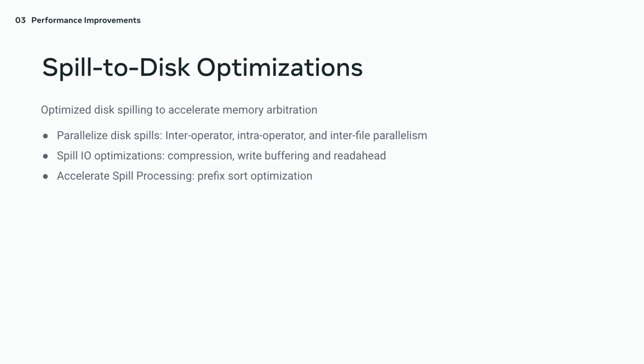We also optimized the disk I/O to reduce the spill I/O cost and improve performance. We apply compression to reduce the disk I/O size. We also apply write buffering to reduce the I/O processing cost within the remote storage client. And we apply read-ahead on unspill paths to pipeline the spill file read with the unspill data processing, to improve spill query latency. For the sorted spill use case, we leverage the prefix sort optimization to accelerate the spill data processing.